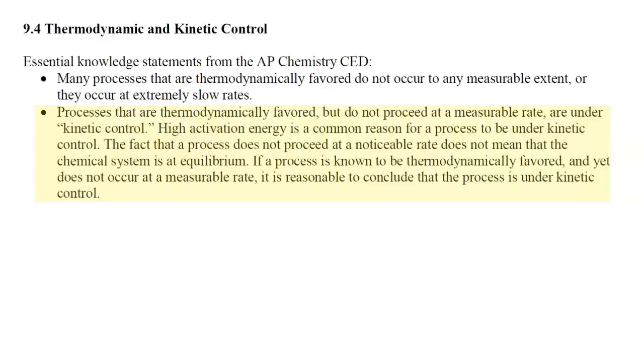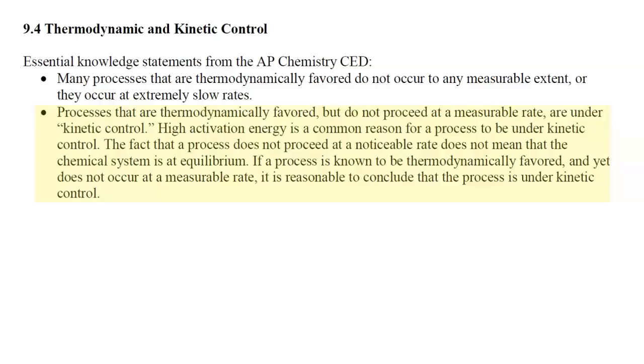The fact that a process does not proceed at a noticeable rate does not mean that the chemical system is at equilibrium. If a process is known to be thermodynamically favored and yet does not occur at a measurable rate, it is reasonable to conclude that the process is under kinetic control.